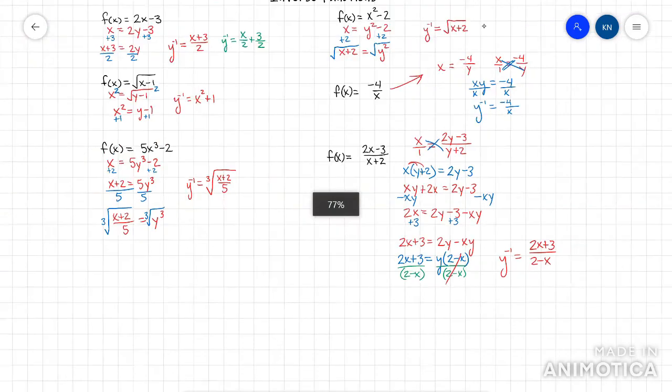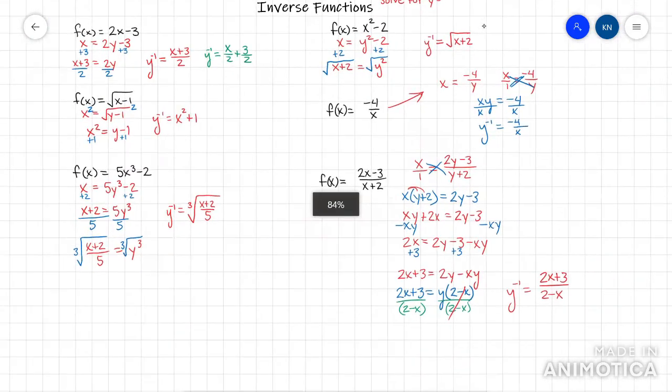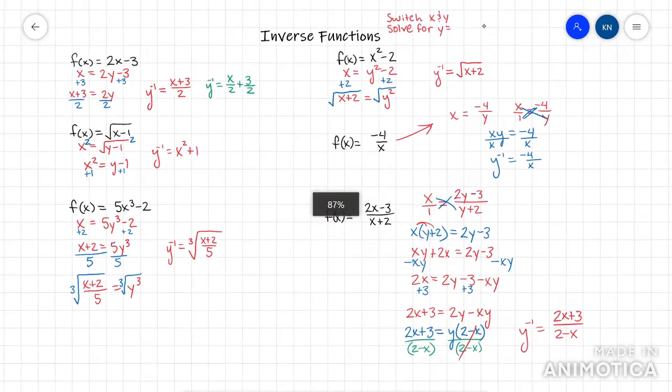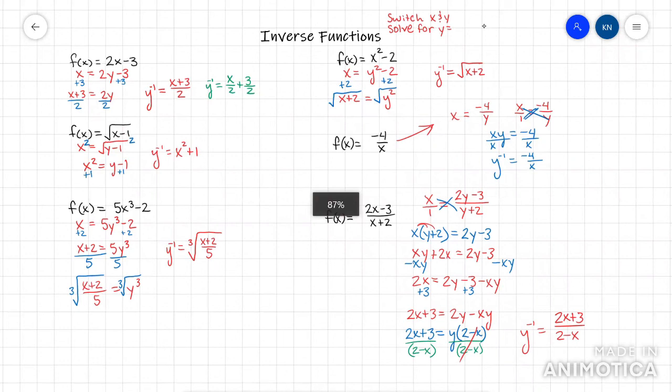So I hope this video helped and didn't confuse you too much. Just remember, switch x and y and then solve for y equals, and you'll have the inverse.